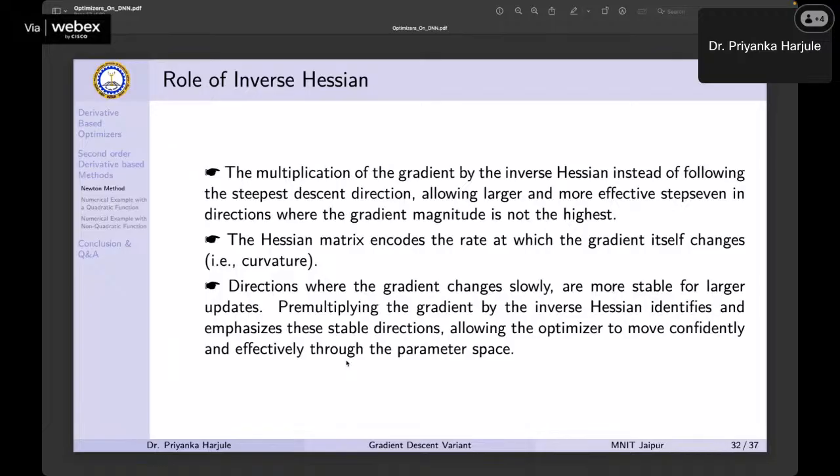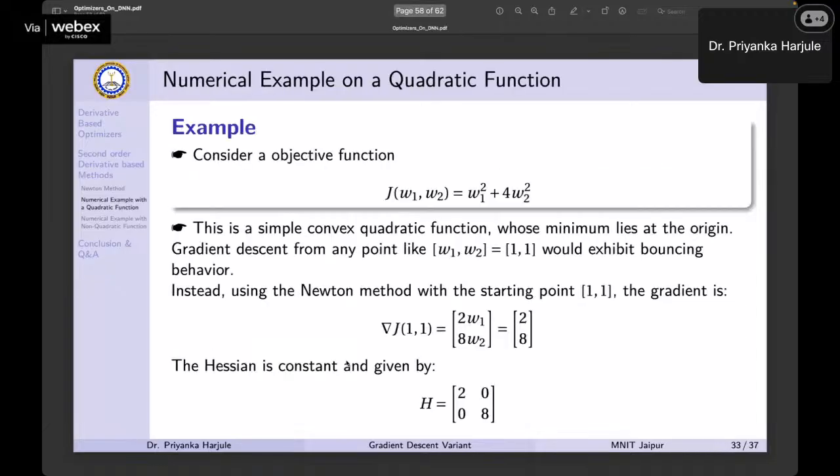So the Hessian matrix basically encodes the rate at which the gradient itself changes, that is the curvature. And the directions where the gradient changes slowly are more stable for larger updates. So pre-multiplying the gradient with the inverse Hessian identifies and emphasizes these stable directions, allowing the optimizer to move confidently and effectively through the parameter space.